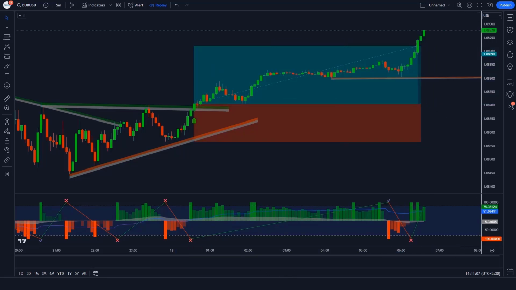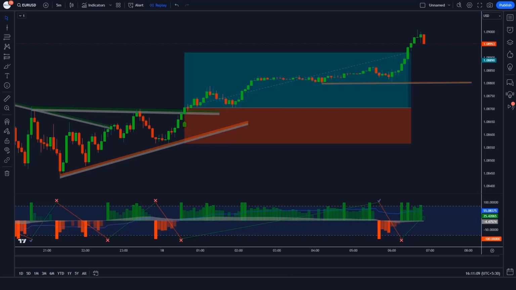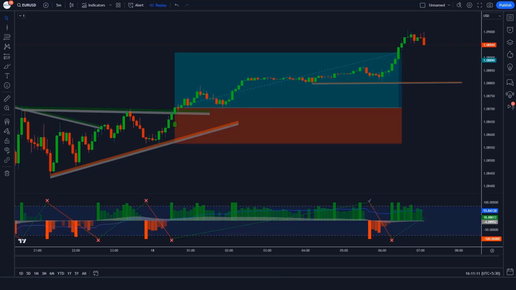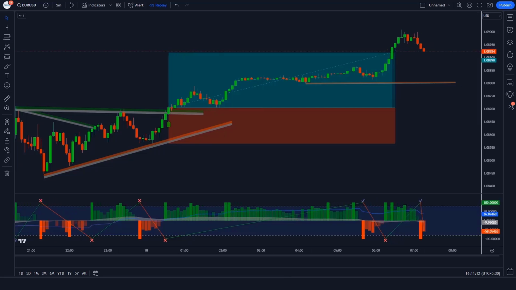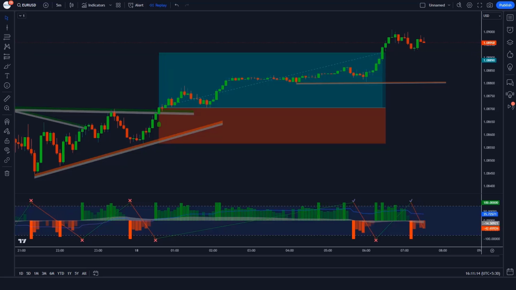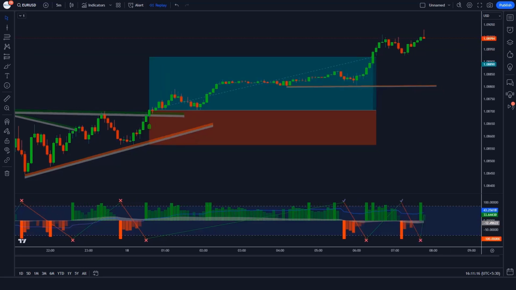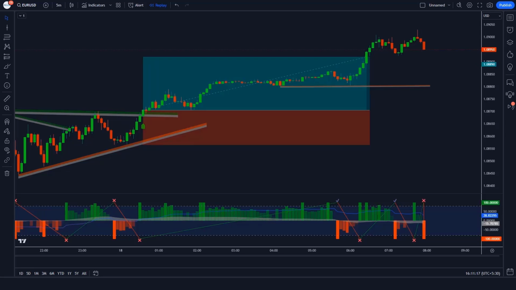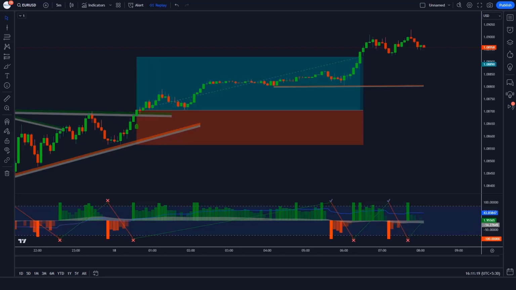Remember to always wait for confirmation before entering a trade based on a trendline breakout. This can help reduce false signals and increase the accuracy of your trades. By mastering trendline breakouts, you can improve your trading strategy and maximize your profits in the market.